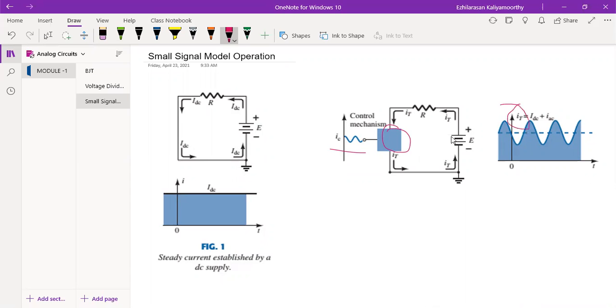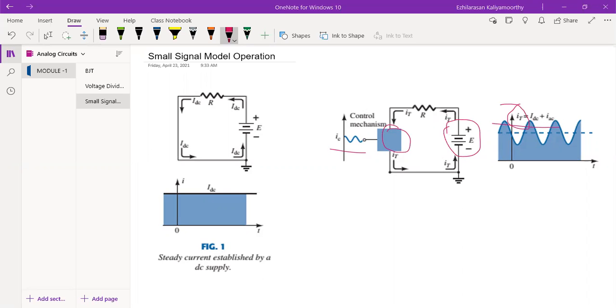The output I get is your DC current plus the AC current, and that will be your total current. If we apply only an AC signal without the DC supply, the circuit cannot amplify the signal. So we need to apply only a small amount of AC signal to be amplified. You have to connect a small AC signal source along with the DC supply. Then only will the total current be equal to DC current plus AC current.